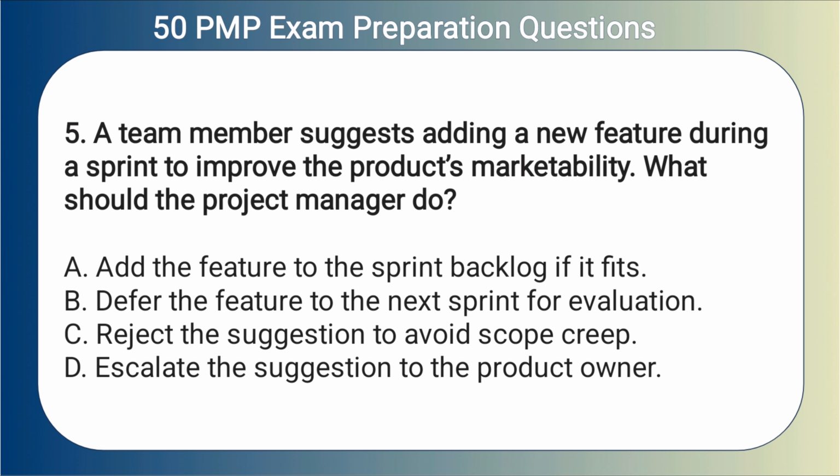5. A team member suggests adding a new feature during a sprint to improve the product's marketability. What should the project manager do? A. Add the feature to the sprint backlog if it fits. B. Defer the feature to the next sprint for evaluation. C. Reject the suggestion to avoid scope creep. D. Escalate the suggestion to the product owner.